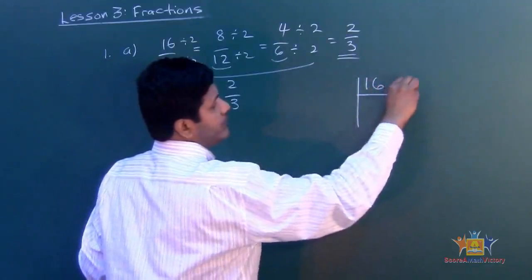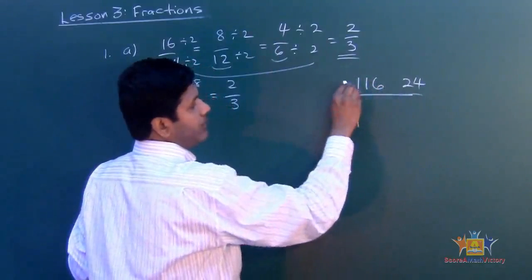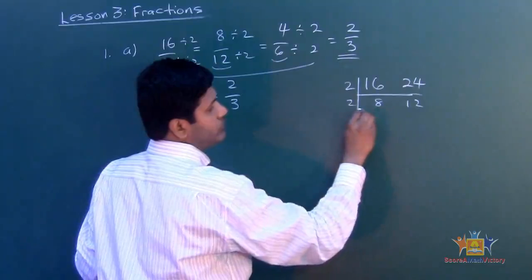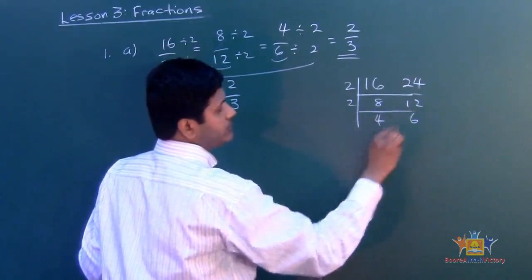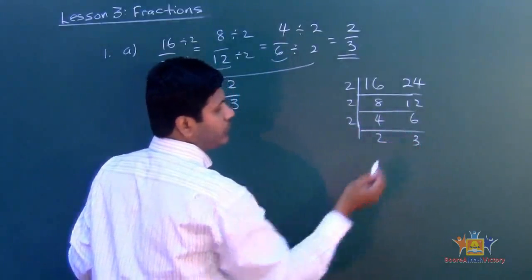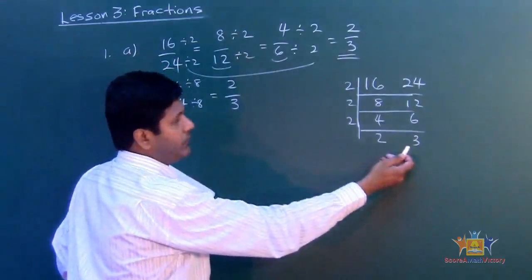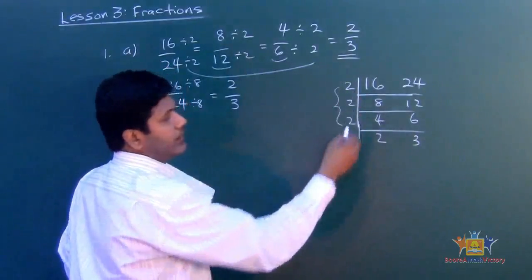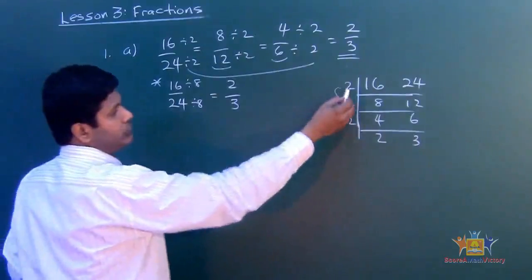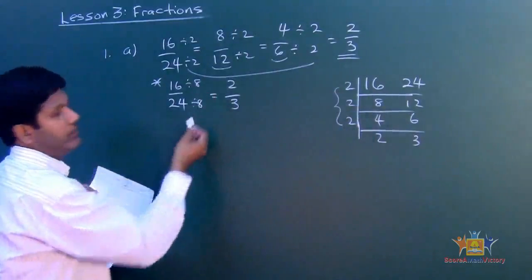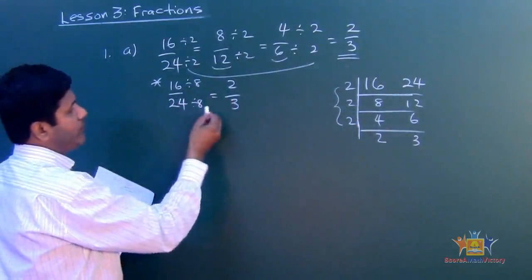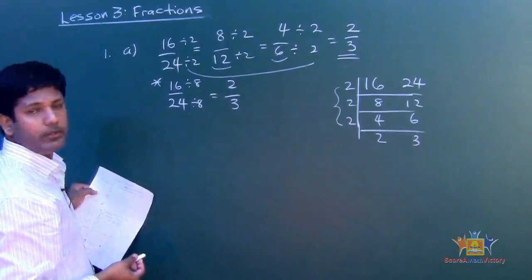You put 16 and 24, and you divide by 2, and this one becomes 8, and this one becomes 12. Divide by 2 again, and this one becomes 4, and this one becomes 6. And you divide by 2, and this one becomes 2, and this one becomes 3. And you can't divide this any further. So these are the common dividers for 16 and 24. 2 times 2 times 2 is 8. So 16 divided by 8 is 2, 24 divided by 8 is 3. And that's how you do it.